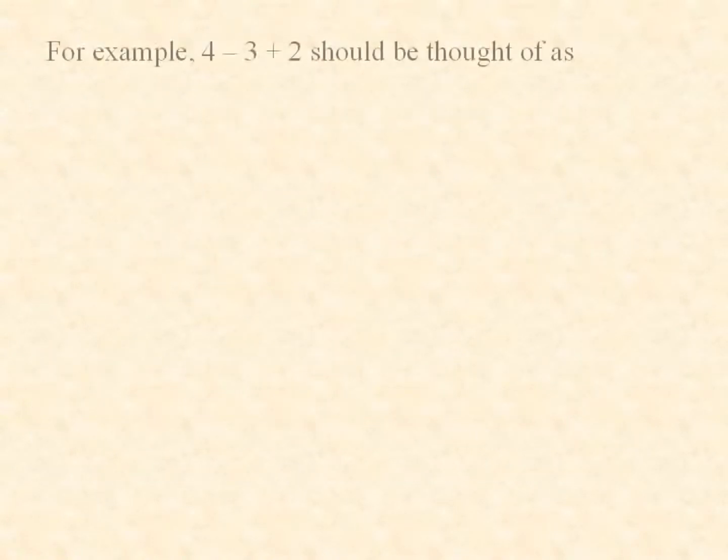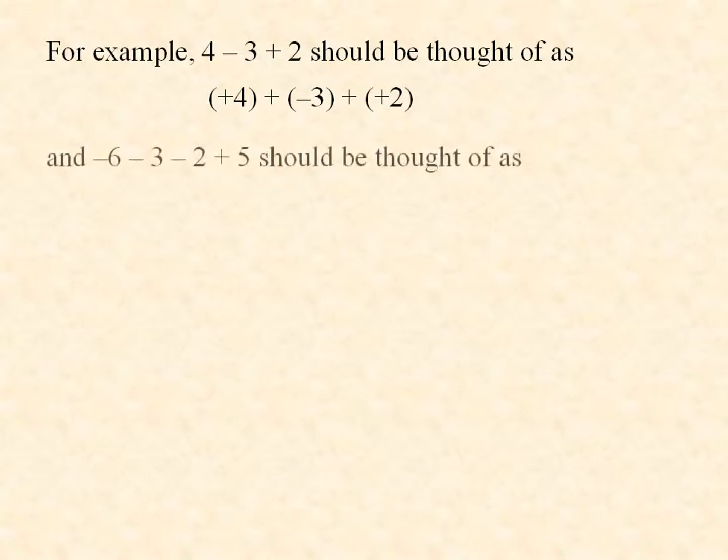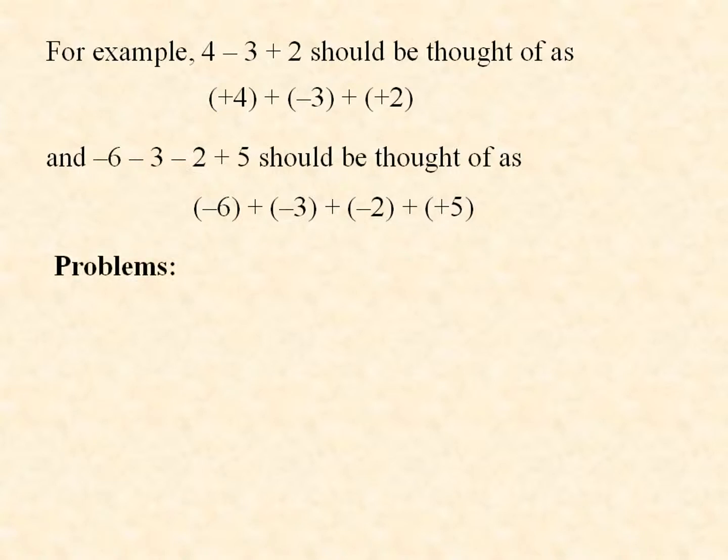For example, 4 minus 3 plus 2 should be thought of as 4 plus negative 3 plus 2. And negative 6 minus 3 minus 2 plus 5 should be thought of as negative 6 plus negative 3 plus negative 2 plus 5. Let's look at some problems.